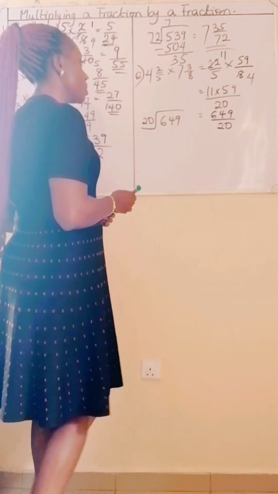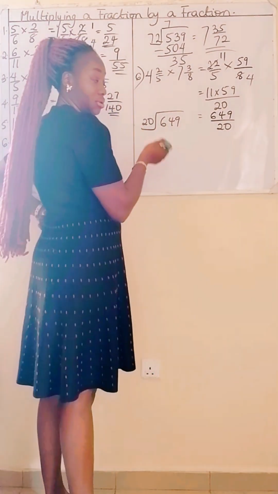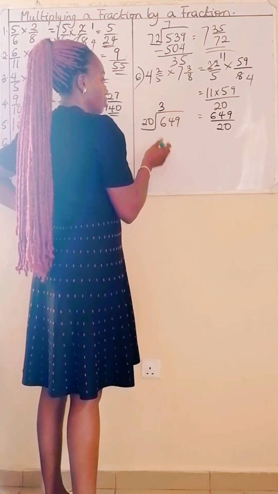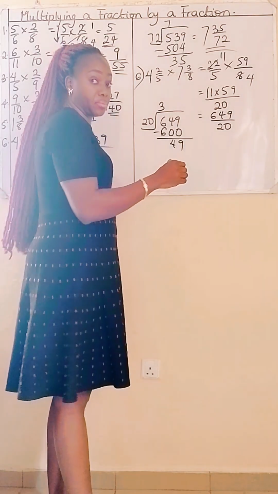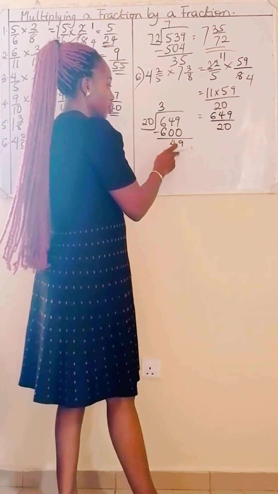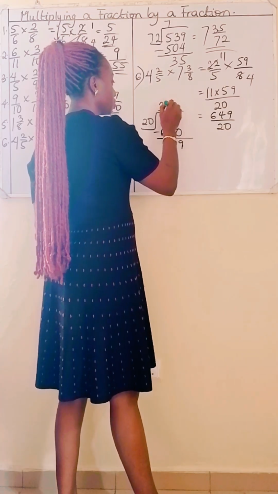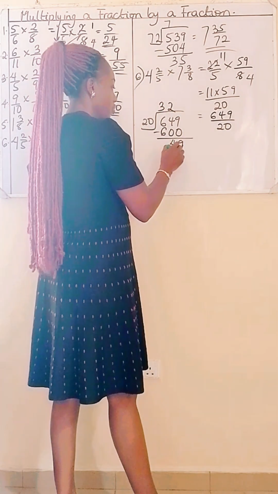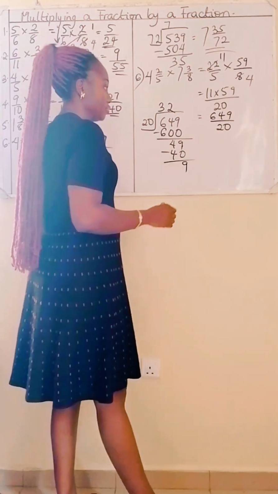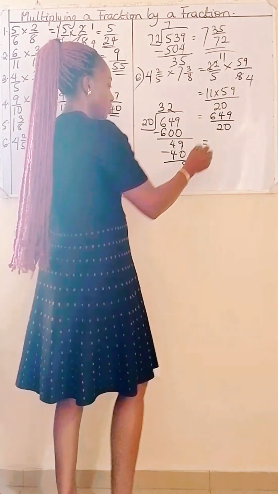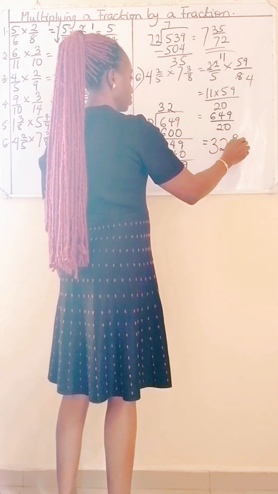649. Now, how many times will 20 divide 649? So we'll start with 3. Because 3 times 20, then we subtract, then we have what? 49. 20 in 49 will go 2 times. 2 times 20 is 40. Then we subtract, we have 9. So here the answer is what? 32 wholes 9/20.